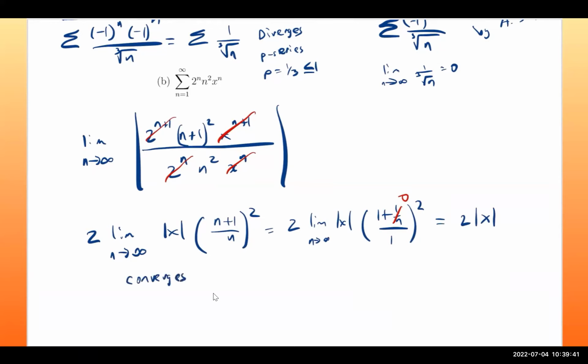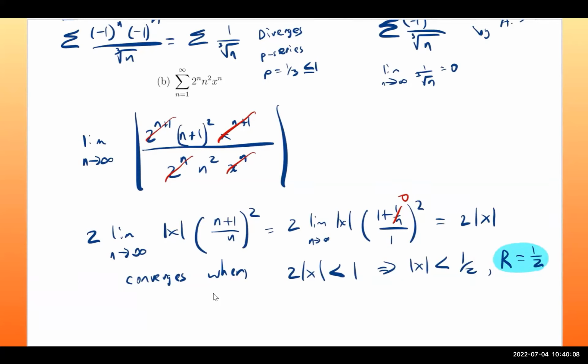So that converges when it's less than 1 by the ratio test, which means we can divide both sides by 2 and get the absolute value of x is less than 1/2. So that is our radius of convergence. R equals 1/2. That's the radius of convergence.